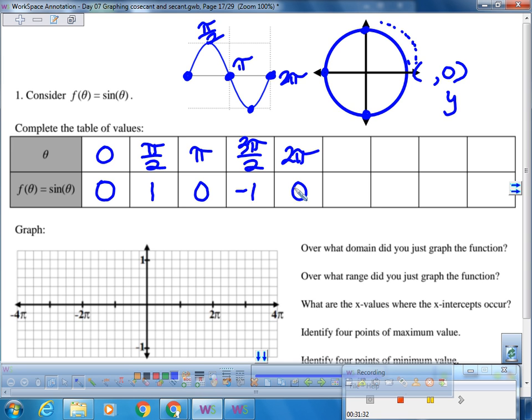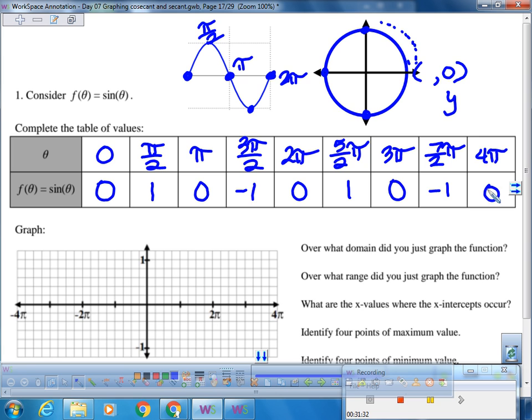Let's keep going. If I were to keep rotating, that's the count I have: 1 house, 2 house, 3 house, 4 house, and then 5 house, 6 house, 7 house, and finally 8 house. Your sequence, if this is 0, is going to be 1, 0, negative 1, 0.